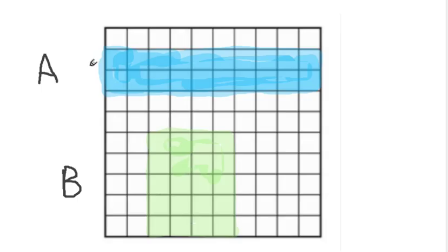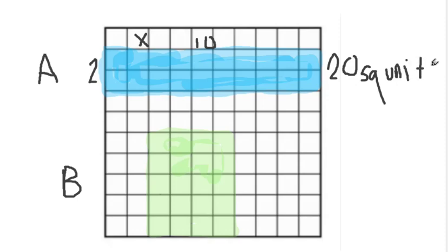So I need to multiply 2 times 10, because that's how I find my area. And the area of A is 20 square units. I'm going to write it out. You can write SQ and then a U for units, okay? Well, let's write it out because I told you to, right? All right, what about B? Let's see if it's bigger or smaller.